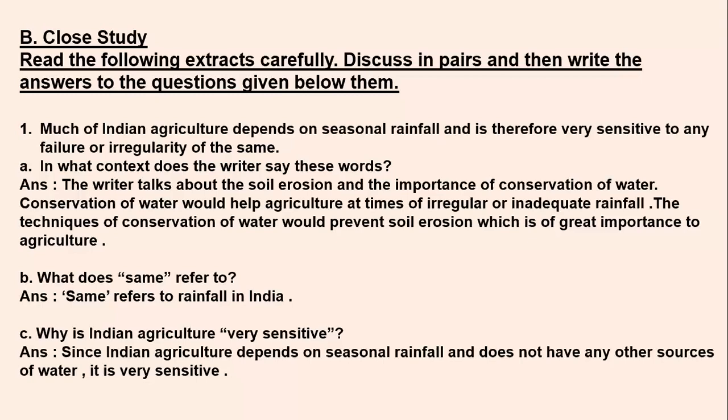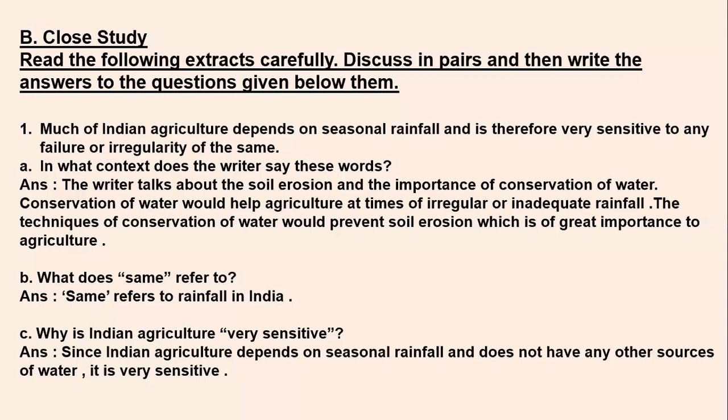The next question, why is Indian agriculture very sensitive? Why is it so delicate, so weak, you can say, so delicate and so sensitive? So the answer is, since Indian agriculture depends on seasonal rainfall and does not have any other sources of water, it is very sensitive. Because we already know India is an agricultural country, depends on seasonal rainfall, and it does not have any other sources of water.